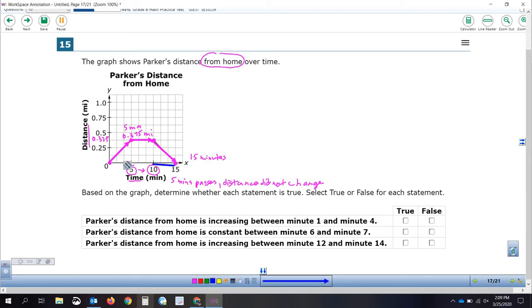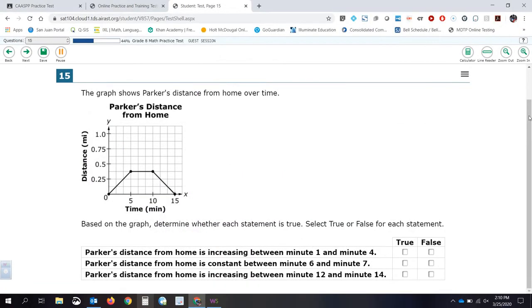If I go back over here, what's that pointing at? It's pointing at 0. His 0 miles from home. So if you are 0 miles from home, where are you? He's back at home. So he walked away again. He went 3/8 of a mile. He stayed there for 5 minutes, and then he walked back home. All right, so let's take a look and see what our choices are, which are true and which are false.